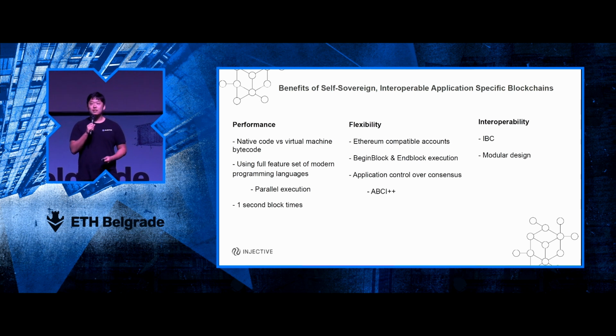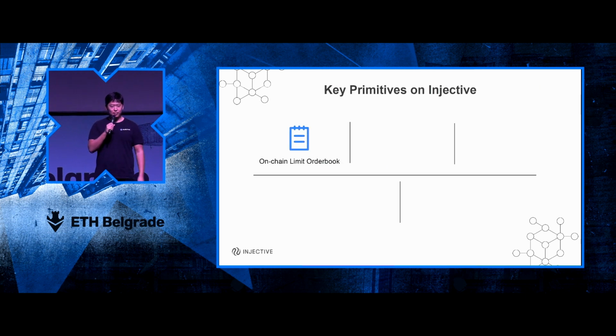And the final piece is on modular design. As a blockchain community, we do not have to reinvent the wheel, especially in the Cosmos ecosystem, and can reuse code and more easily agree on a set of standards to design applications around. So I'll talk a little bit more about some of the key primitives on Injective and some of the DeFi infrastructure that Injective offers for developers.